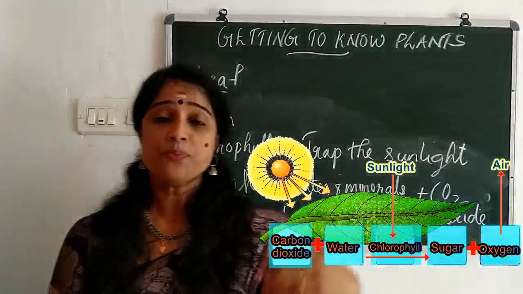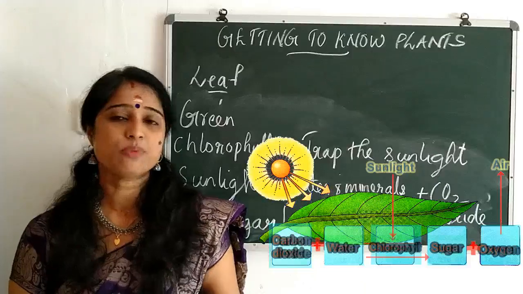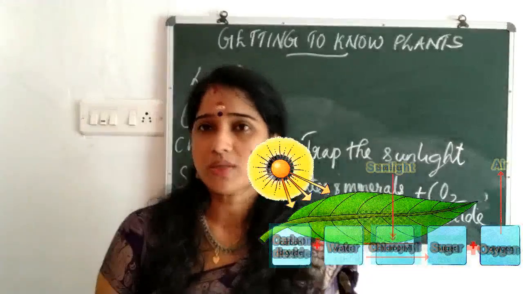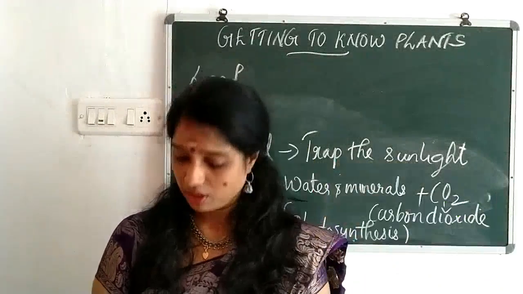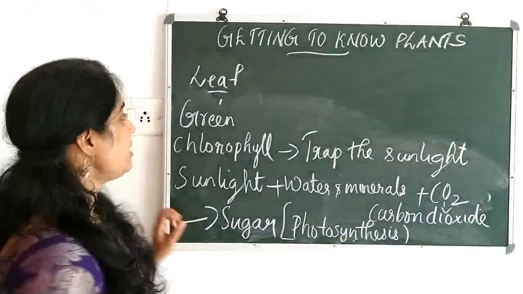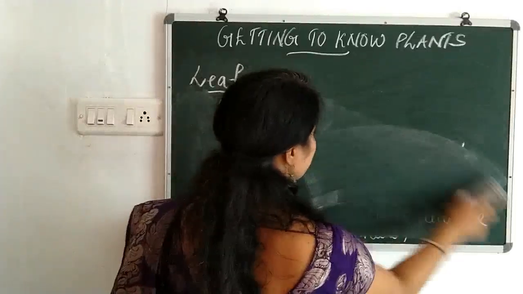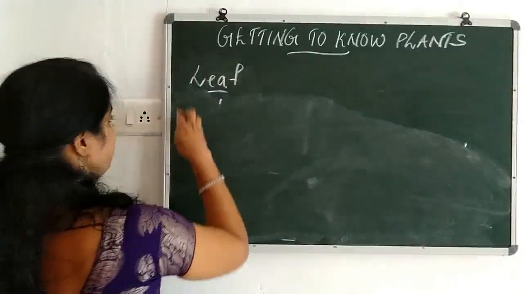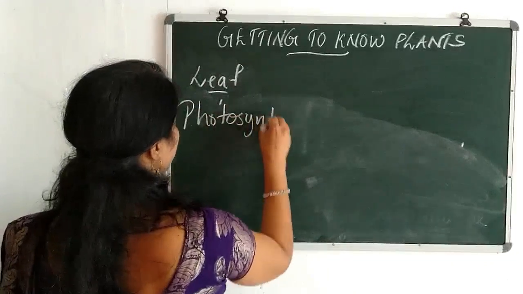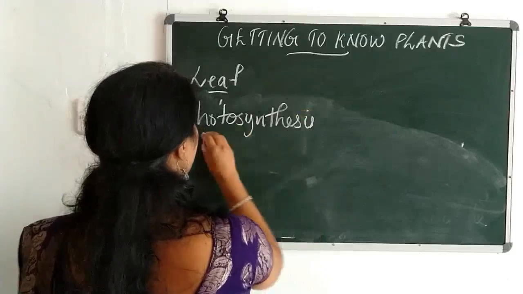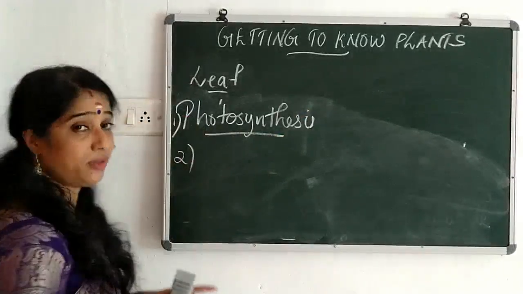Then what is produced? Then with the help of water, minerals and carbon dioxide, plants prepare the sugar, and that process is known as what? Photosynthesis. So the main function, or the first function of the plant, sorry, the first function of the leaf, it is what? It is performing photosynthesis. The first function of the plant, it is performing which process? Photosynthesis. That's the main function of the plant.